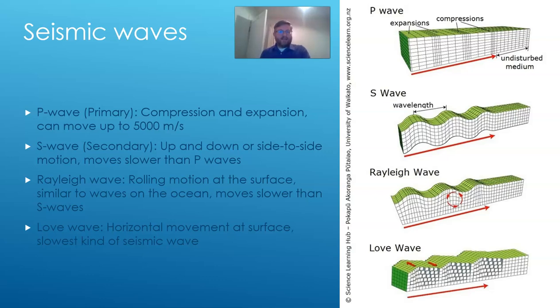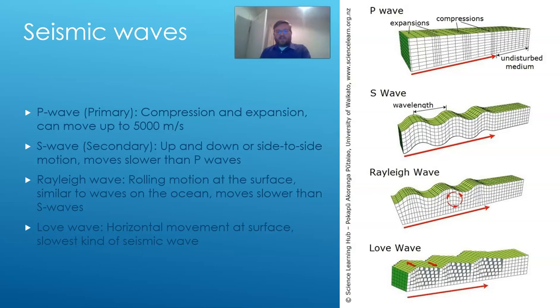The second set of waves that you'll get hit with are the S waves, so S for secondary. This is an up and down or side to side motion, right? So the P wave is expanding and contracting. The S wave is going up and down or side to side with your material, your Earth. These are going to move slower than your P wave, so you'll get hit by them second.